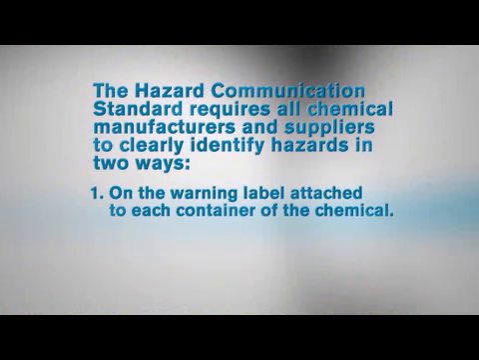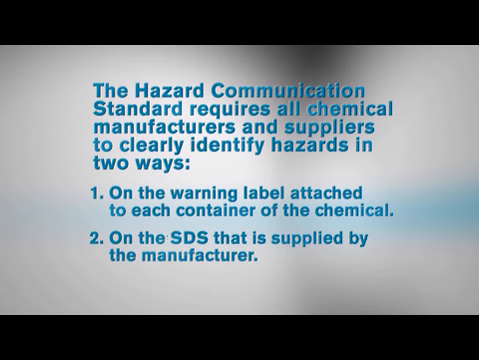To be sure you know what kind of potential hazards exist, the Hazard Communication Standard requires all chemical manufacturers and suppliers to clearly identify hazards in 2 ways. First, on the warning label attached to each container of the chemical, and second, on the SDS that is supplied by the manufacturer. Chemical manufacturers and suppliers, however, aren't the only ones with a responsibility. We, as an employer, and you, as employees, also have responsibilities.